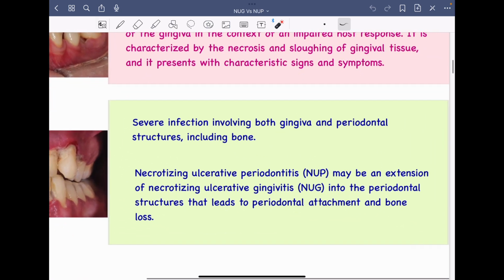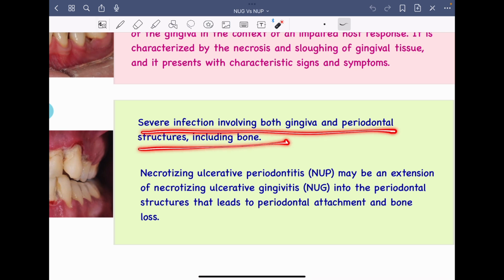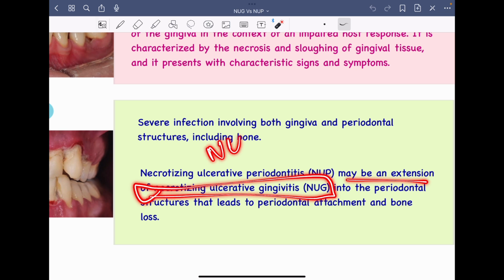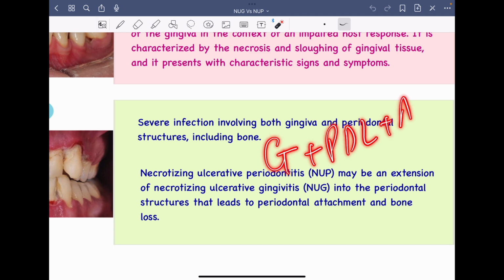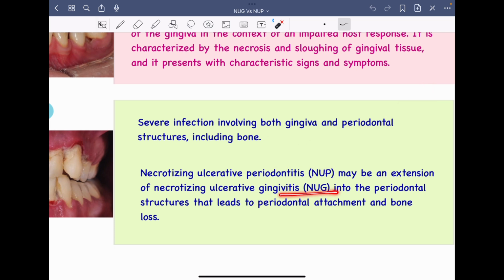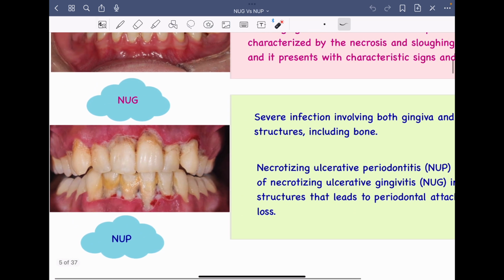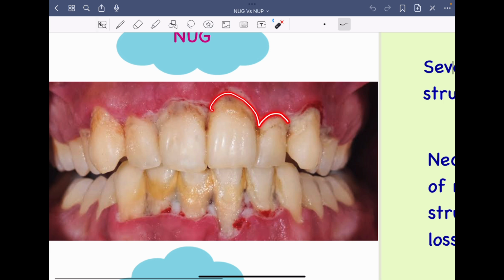In contrast, NUP is a severe infection, right, which involves gingiva, periodontal structures and the bone, right? So here our NUP is nothing but an extension of NUG itself, right? So in NUG we said that only our gingiva is involved, but here we are saying gingiva plus periodontium plus alveolar bone is involved here, right? So NUP may be an extension of NUG into periodontal structures that leads to periodontal attachment loss and bone loss, right? In this figure you can see marginal gingiva is obviously greatly compromised, it's almost not there.